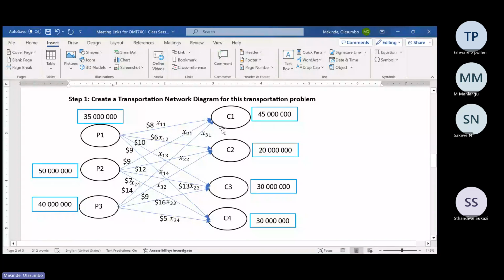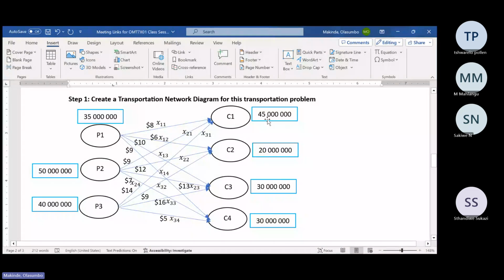We also use the network, meaning that the way you do that one now is not difficult. Please listen. It means that what city 1 would get from any of these plants should not exceed what they require. What city 1 will get from any of these suppliers, which is P1, P2, and P3, should not exceed that 45 million they require.